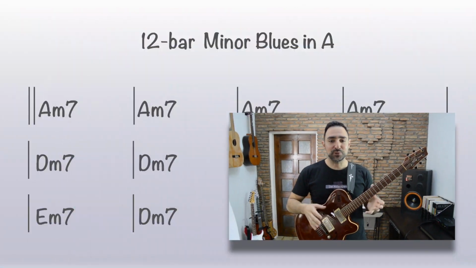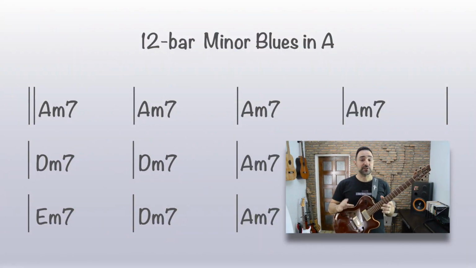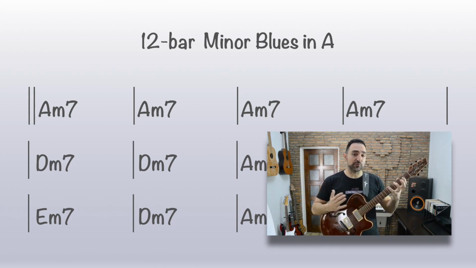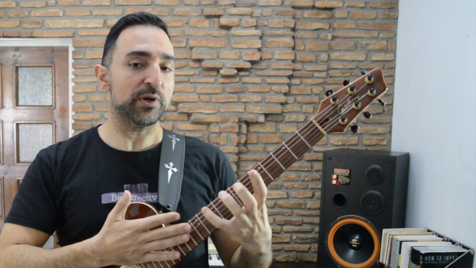Let's take a minor blues progression in the key of A. The first 4-bar phrase is just A minor 7. So for example, I can use my knowledge of where all the A's are and move wherever I want.